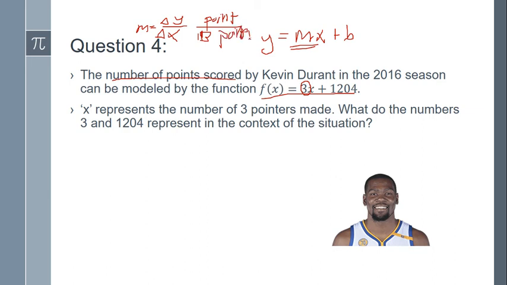Okay, so that's kind of silly. Any of you that watch basketball, of course, know that a three-pointer is worth 3 points. Points per three-pointer. Well, one three-pointer is 3 points. That's why that 3 is there.